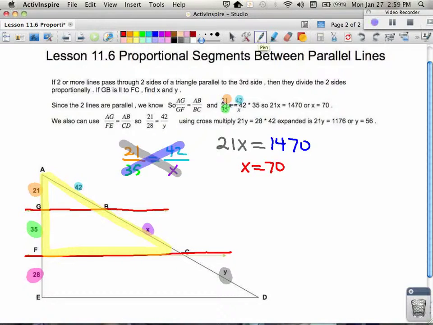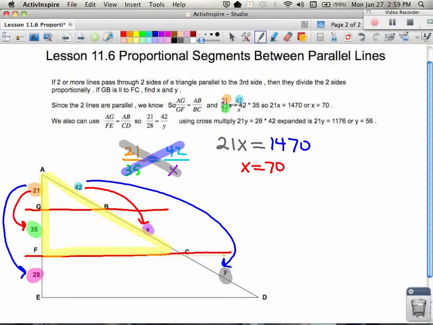We just got done with the comparisons of the 21 to the 35 and the 42 to the x. But now what I'm going to show you is that instead, I can do 21 compared to 28 is the same as 42 compared to the y. If I write that out color-coded, what I would see is 21 over 28 should be the same comparison as 42 over y.